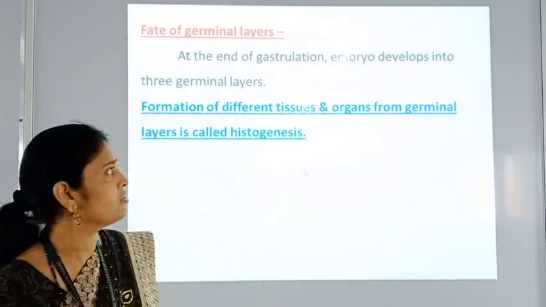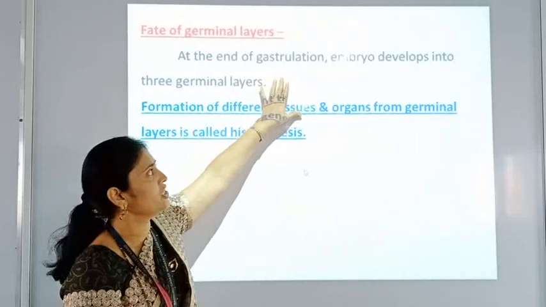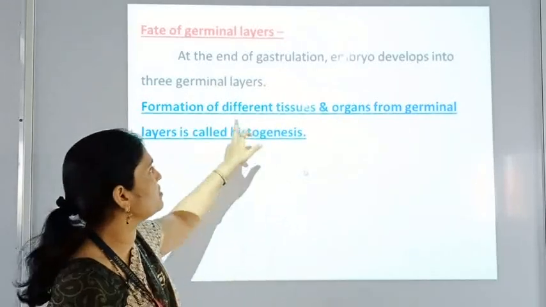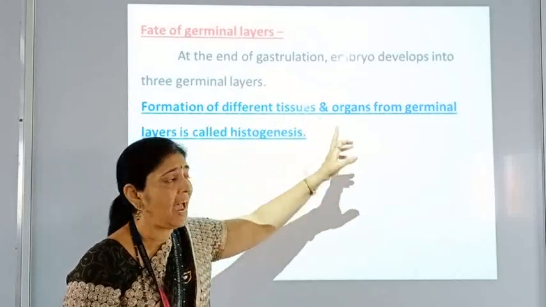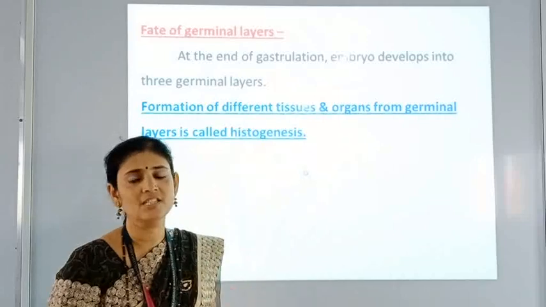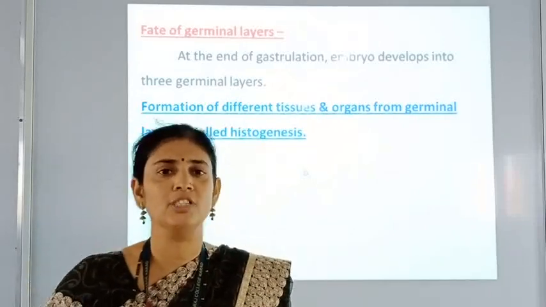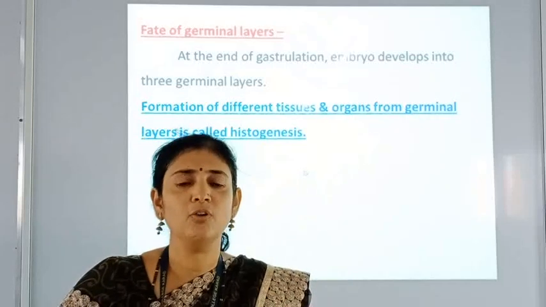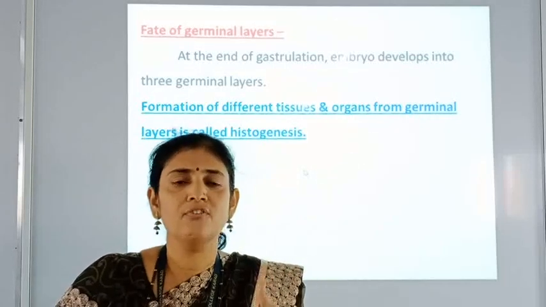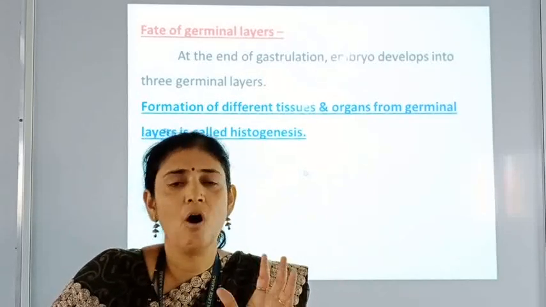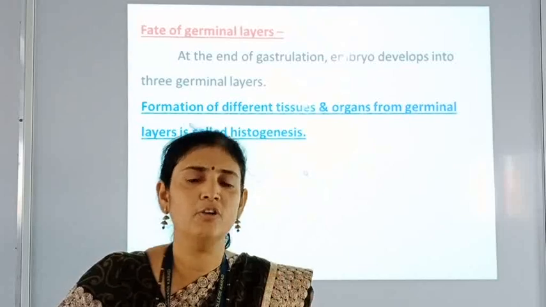of three germ layers. So here at the end of gastrulation, embryo develops into three germ layers, and from these three germ layers different tissues and organs are formed. That process is called as histogenesis, or we can call it as organogenesis. From these three germ layers there is formation of different tissues and different organs, and this process is called as histogenesis, or we can call it as organogenesis.